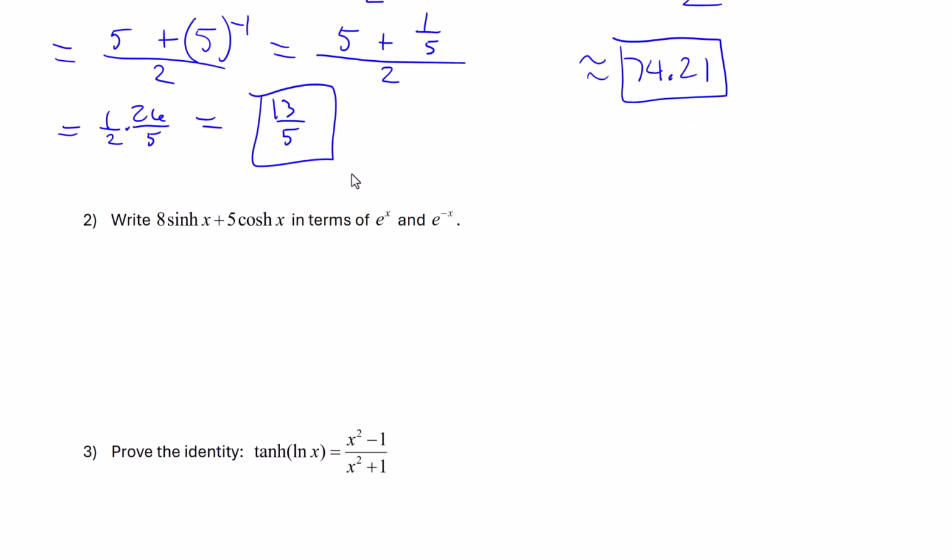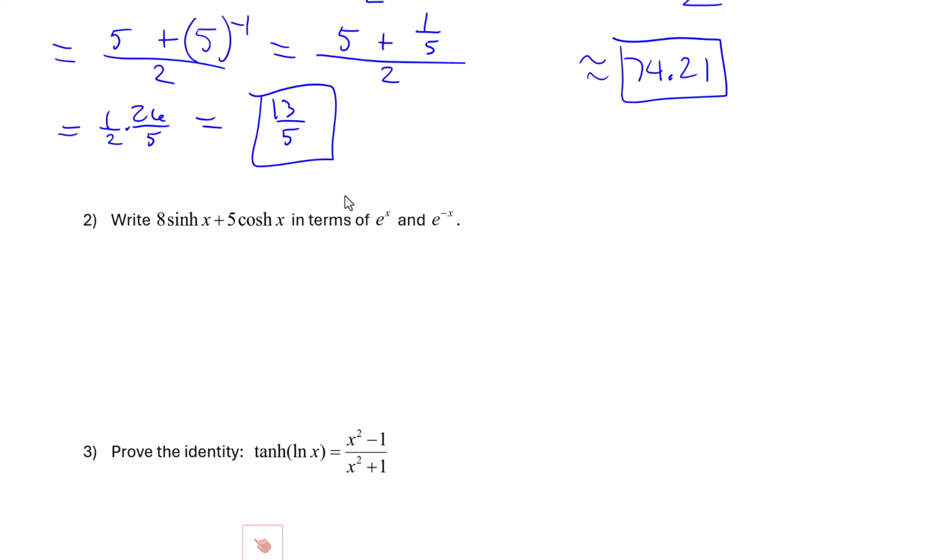This next one states, write the following expression in terms of e to the x and e to the negative x. Now the expression given is as follows. It says write 8 sinh x plus 5 cosh x in terms of e to the x and e to the negative x. Now what we know from our definitions above is that those functions are defined in terms of e to the x and e to the negative x.